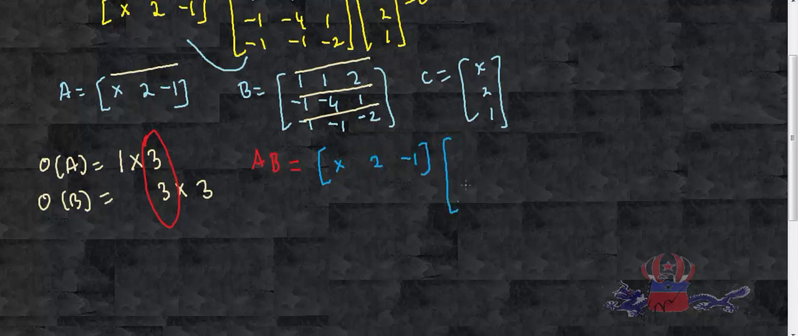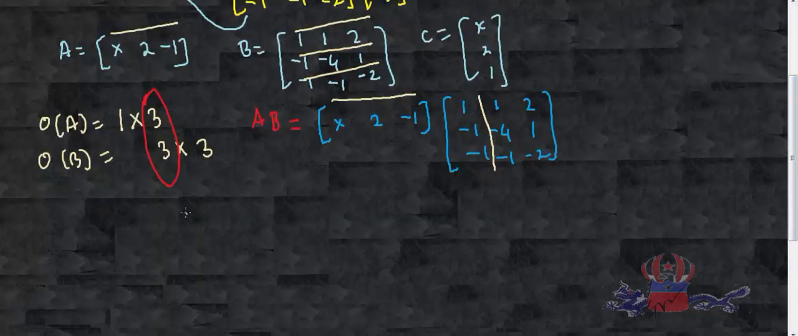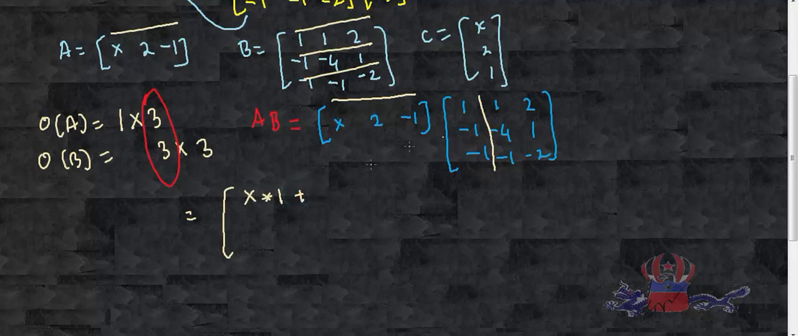This has to be multiplied with the column 1, 1 to negative 1, negative 4, 1, negative 1, negative 1, negative 2. So the row is multiplied with the column. That would be x times 1 plus 2 times negative 1 plus negative 1 times negative 1. Okay, so this is going to be the first row, first element.